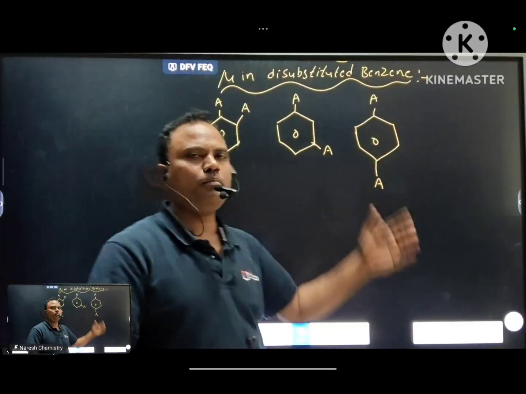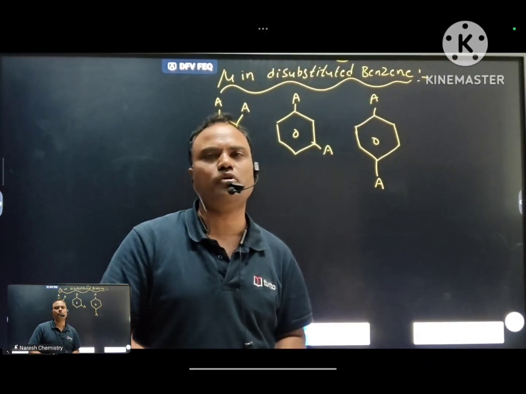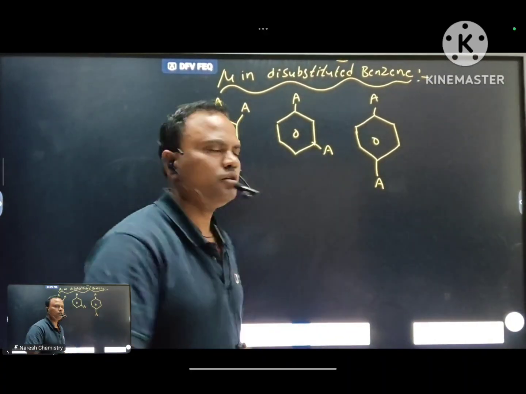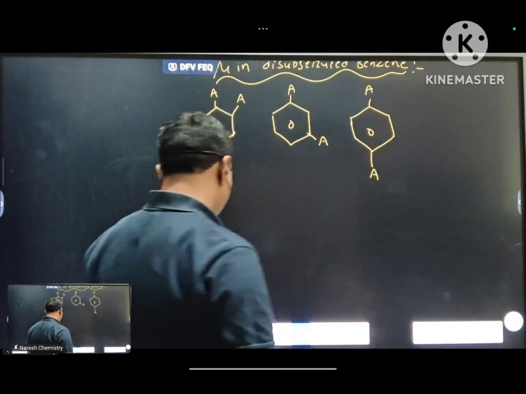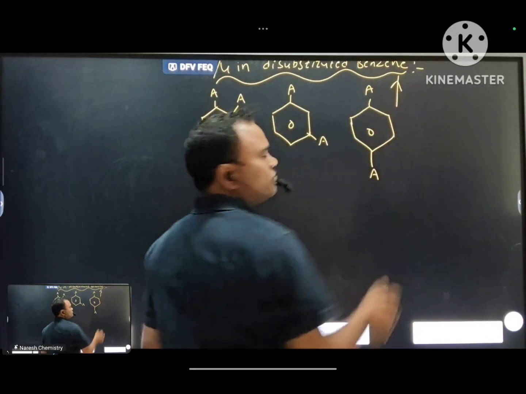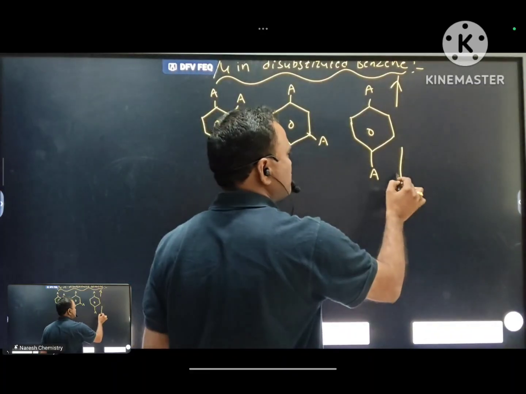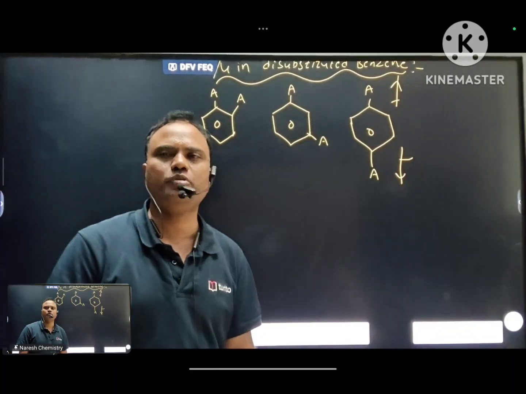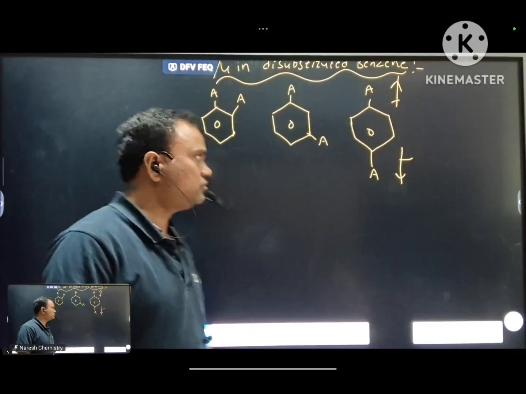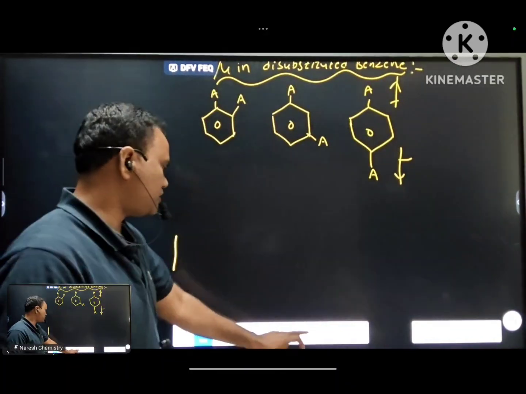Generally, in para disubstituted benzene the dipole moment is 0. Why? Because this A is pulling in the upward direction and this A is pulling in the downward direction, so the net dipole moment is 0. Are you getting it, online students?